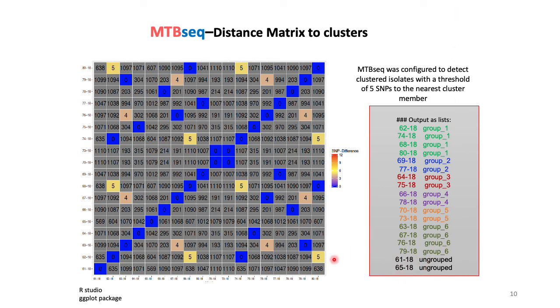So this is a very important and very good feature of MTBseq for the comparative analysis before calculation of the phylogenetic trees. At least you will have some clues of the clustering of your samples in the dataset. That is very important for epidemiological studies.